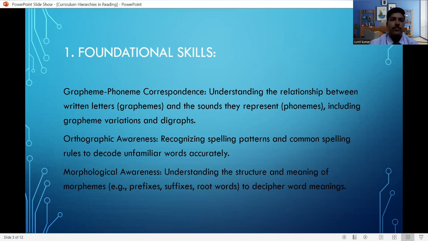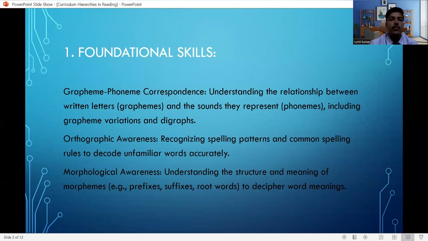So, what is grapheme phoneme correspondence? Grapheme phoneme correspondence refers to the relationship between letters and the sounds they represent in written language. For example, the letter A represents the sound A in words like cat or bat. The second is orthographic awareness, recognizing spelling patterns and common spelling. An example of orthographic awareness would be knowing that the word cat is spelled with the letters CAT and understanding the sound each letter makes in the word.